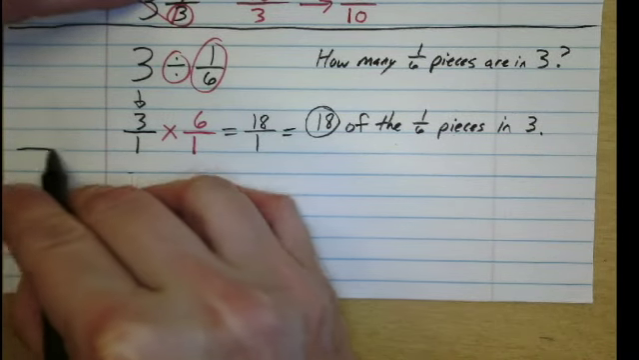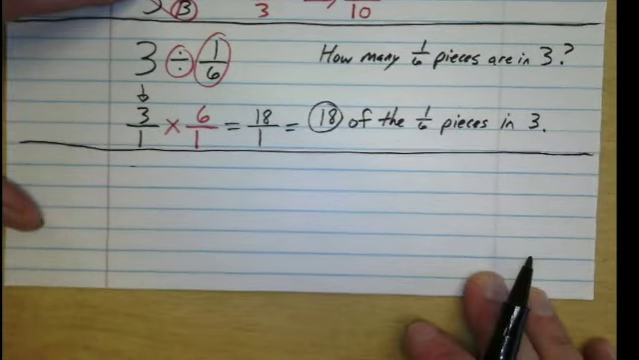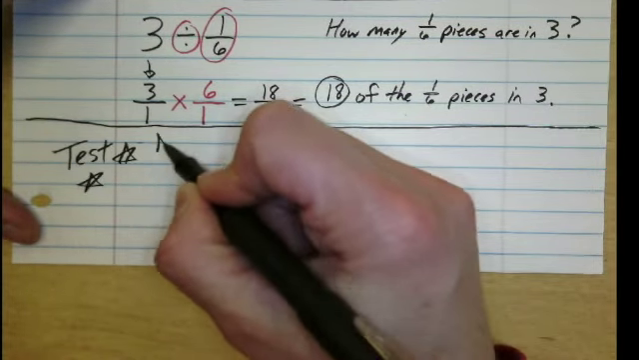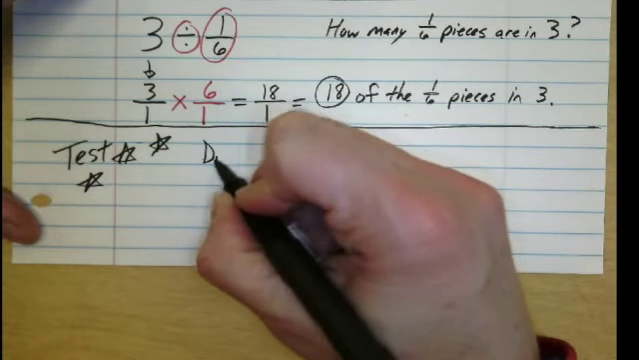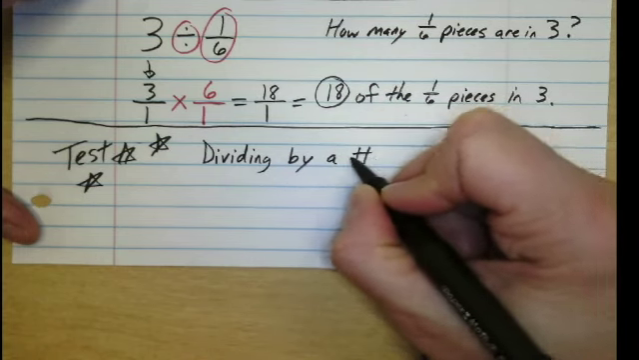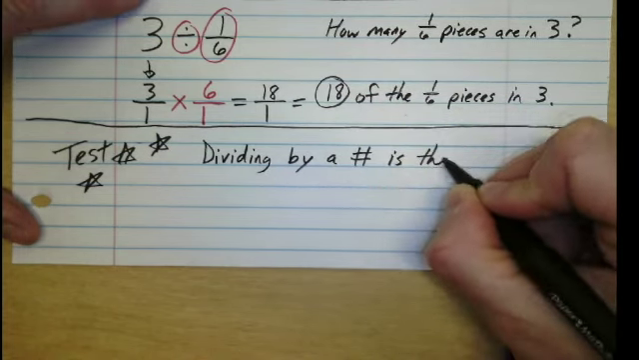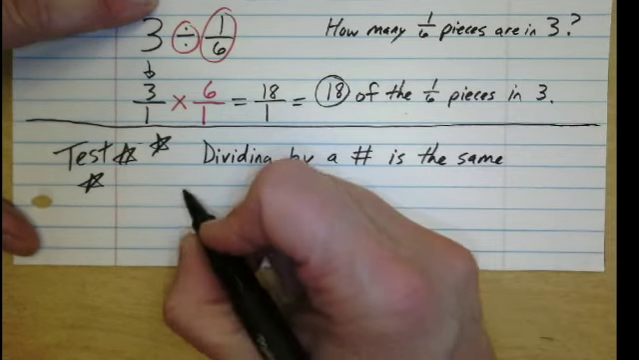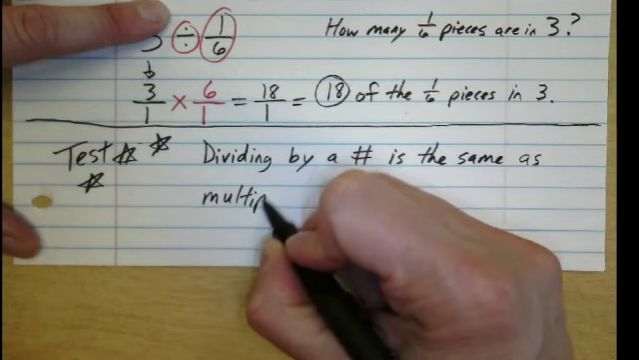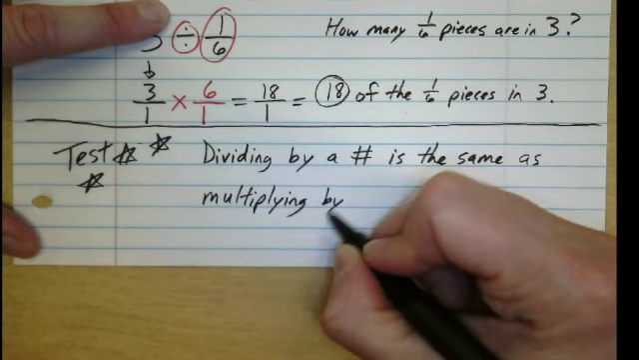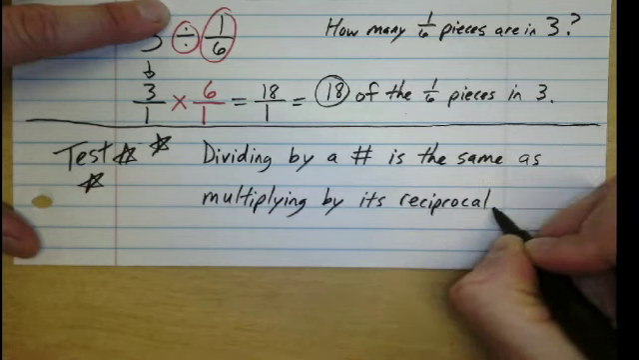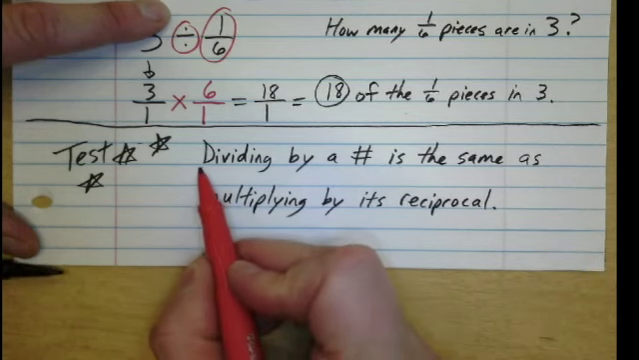So I want to draw a line here and put a couple stars because there's something important for your test. So I want to make sure you know on your test, put a couple stars here. Dividing by a number is the same as multiplying by its reciprocal. And I want you to read that to yourself quietly 3 times.